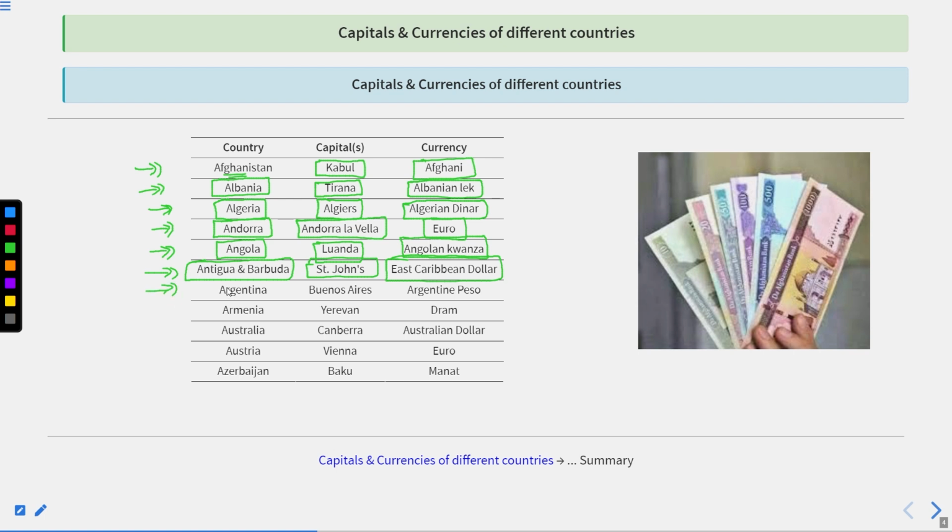Then Argentina. It is the country. The capital is Buenos Aires. Currency is Argentine peso. Armenia is a country. The capital is Yerevan. Currency is dram. Remember, it's not dirham, it's dram. Okay. So do not get confused between the two. Australia, country. Capital is Canberra. Currency is Australian dollar.